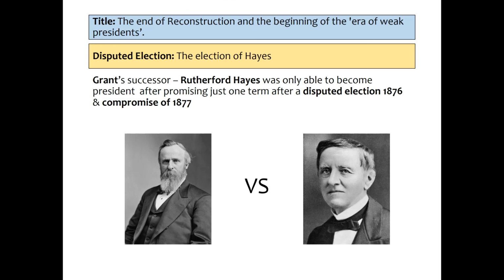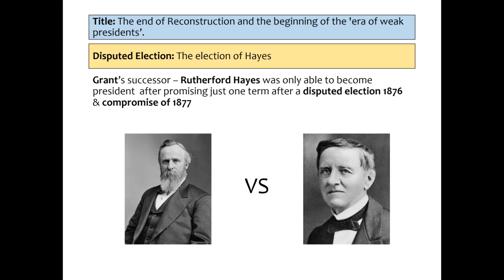As I've said, we have Ulysses S. Grant. He is unable to seek another election. He wanted to go for a third, but because of the political corruption, he was not able to. And so the Republican Party choose another candidate. They choose Rutherford B. Hayes. And this election is going to be close.